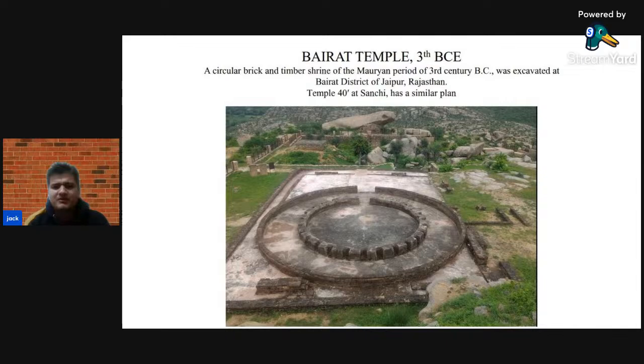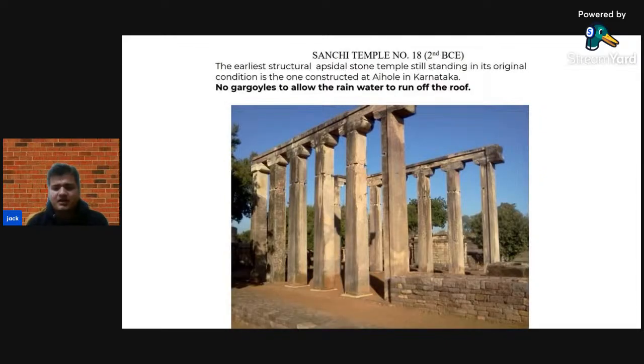second century BCE, and this is somewhat near Sanchi, and its name is Sanchi Temple number 18. It was built during the second century BCE, and it is the earliest structural apsidal temple. Basically, it had 12 pillars, and among those pillars it is like a garbhagriha, where in the column of these pillars there was a statue of the deity for which this temple is dedicated.